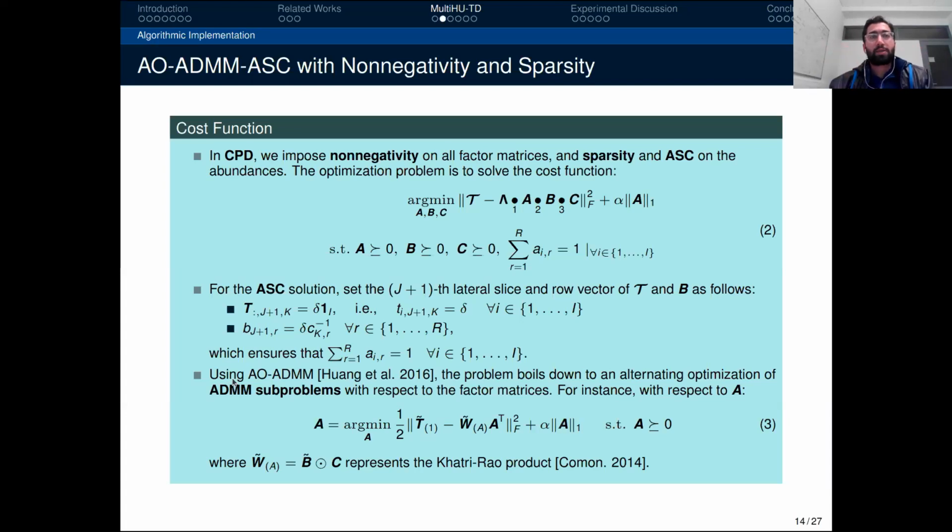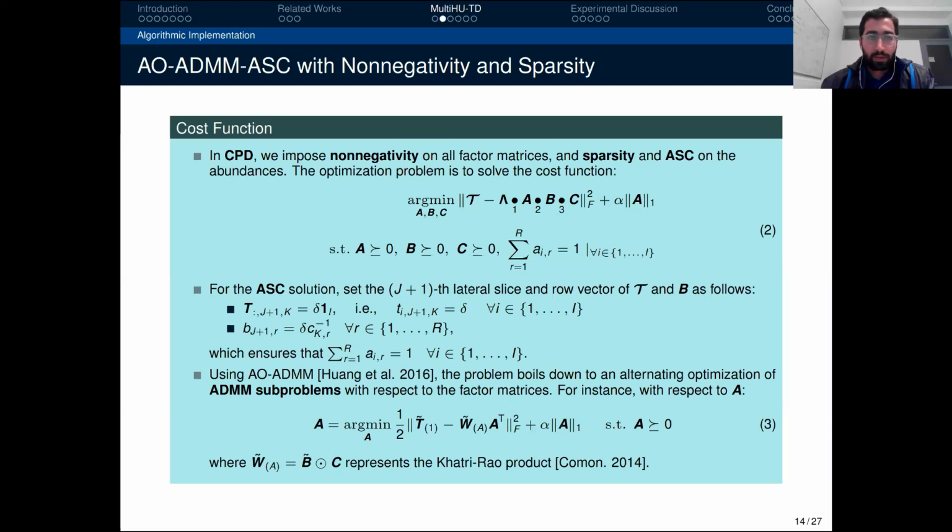And what is left to do in this case is to solve the CPD as a whole with the other constraints. In this case, we refer to Wang et al. Actually, it's also explained in the paper. We refer to Wang et al. for the ADMM implementation to solve the CPD problem. Then it boils down to an alternating optimization of ADMM subproblems on each factor matrix. For each factor matrix, we solve for A where B and C are fixed, and then we do so alternately until convergence.